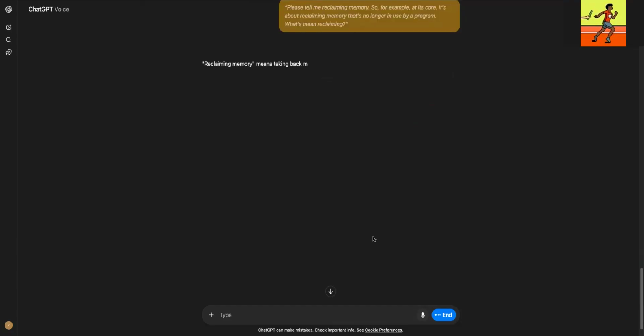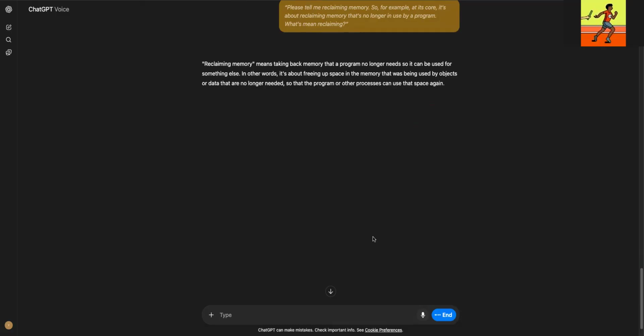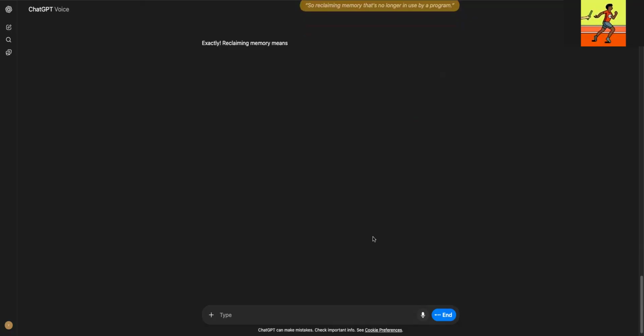Reclaiming memory means taking back memory that a program no longer needs so it can be used for something else. In other words, it's about freeing up space in the memory that was being used by objects or data that are no longer needed so that the program or other processes can use that space again. So reclaiming memory that's no longer in use by a program. Exactly. Reclaiming memory means freeing up memory that the program no longer uses so it can be used for other purposes.